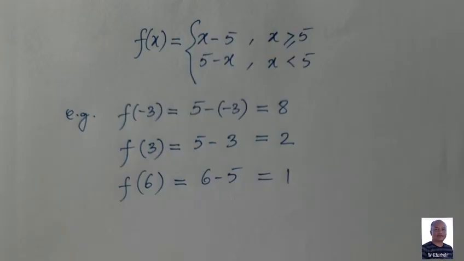And now the function f of x equal to the modulus of x minus 5 can be written as f of x equal to x minus 5 whenever x is greater than or equal to 5, and f of x equal to 5 minus x whenever x is less than 5. Now, for example, f of minus 3. Since minus 3 is less than 5, we use formula number 2, and you will get 8. F of 3, so 3 is still less than 5, so we use formula number 2. And f of 6, since 6 is greater than 5, we use formula number 1.